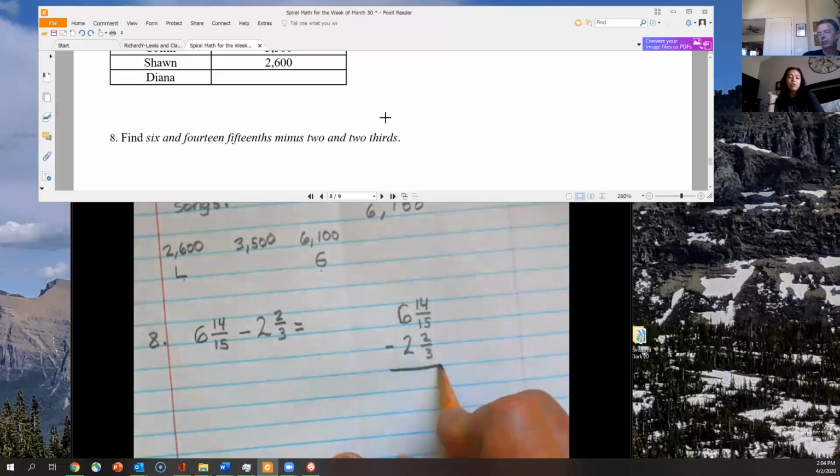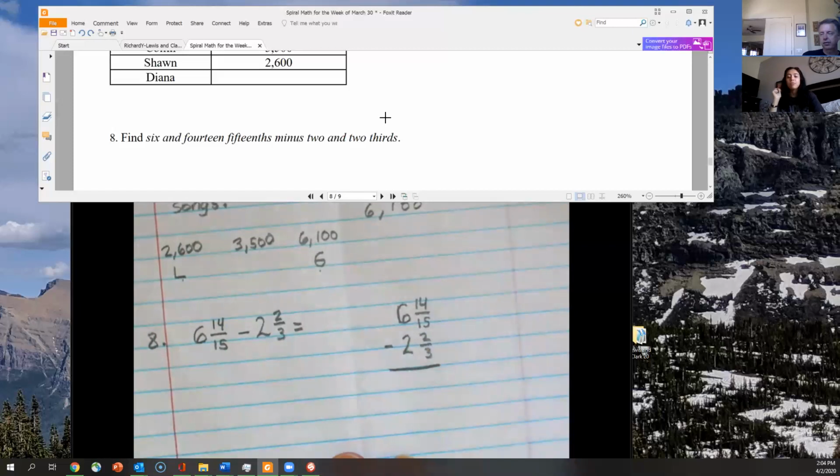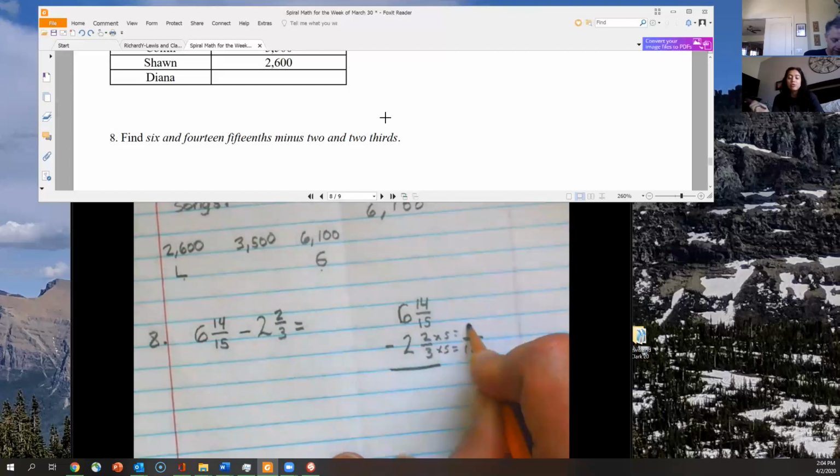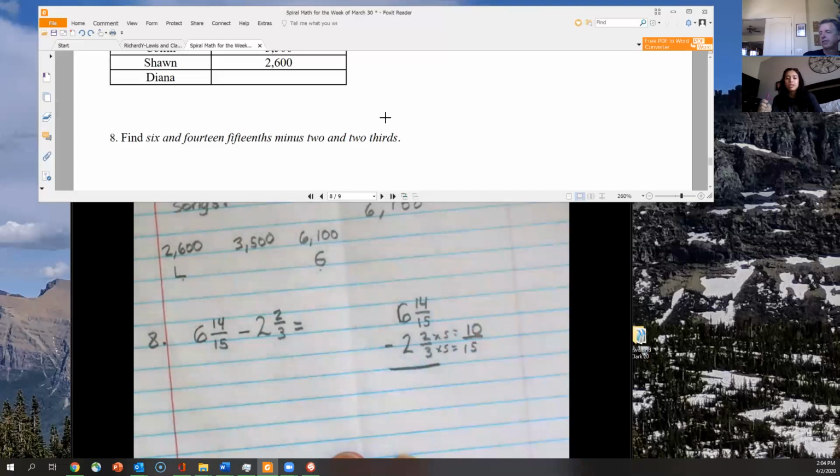And so when we're adding and subtracting, boys and girls, we have to make sure that our denominators are the same. And Mr. Yates, are our denominators the same? Oh, no, they're not. All right, so we want to make them the same. So how you're going to do that is you're going to want to change your 2/3 into a fraction that has a denominator of 15. And how you do that is you multiply both your numerator and your denominator by 5. And so your new fraction should be 10/15.